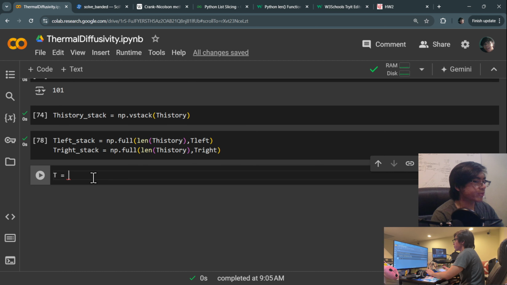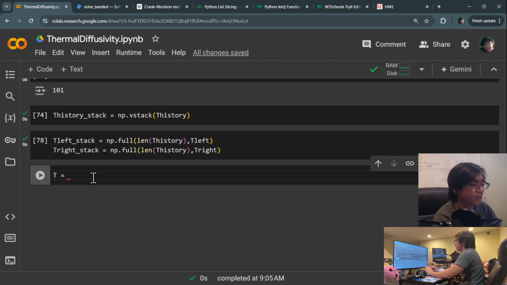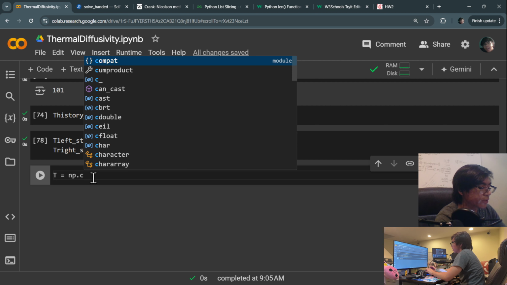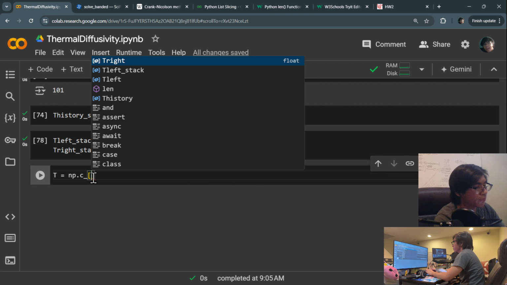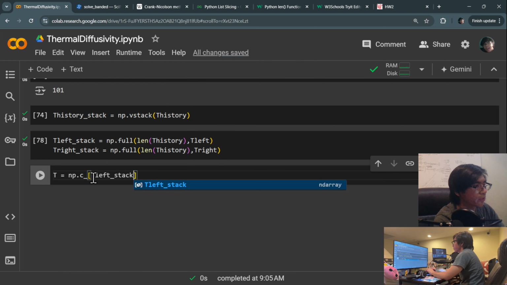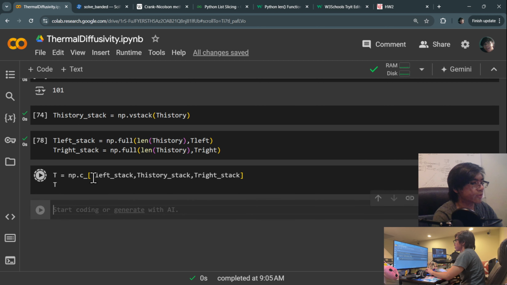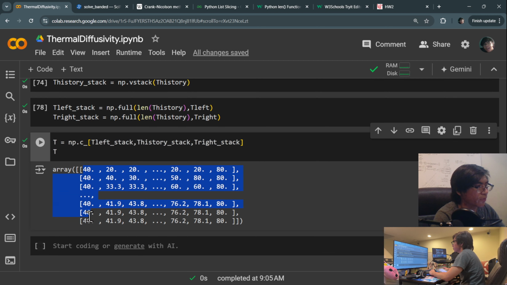And then to put these all together, we're going to concatenate along the column side now. So np concatenate, and then using brackets for the array, and supply them all at the same time. So t left stack with t history stack, and then t right stack. Let's view our temperatures, see if that's right. Awesome. So we have 40s.